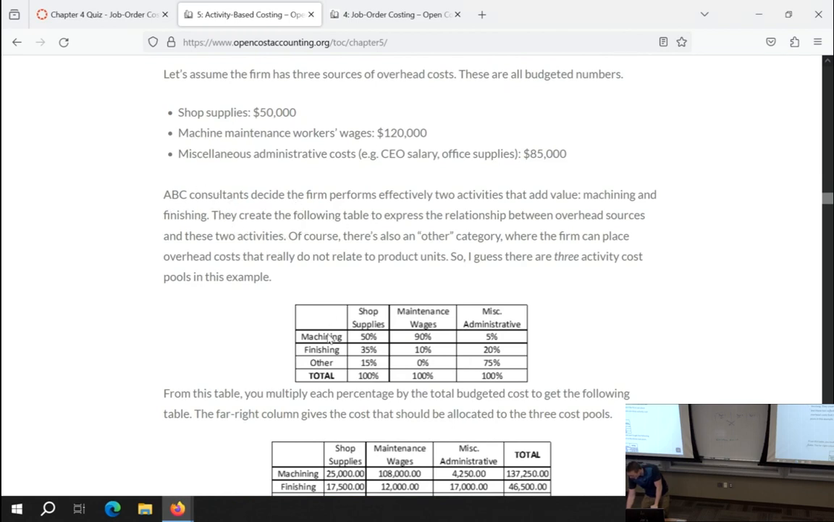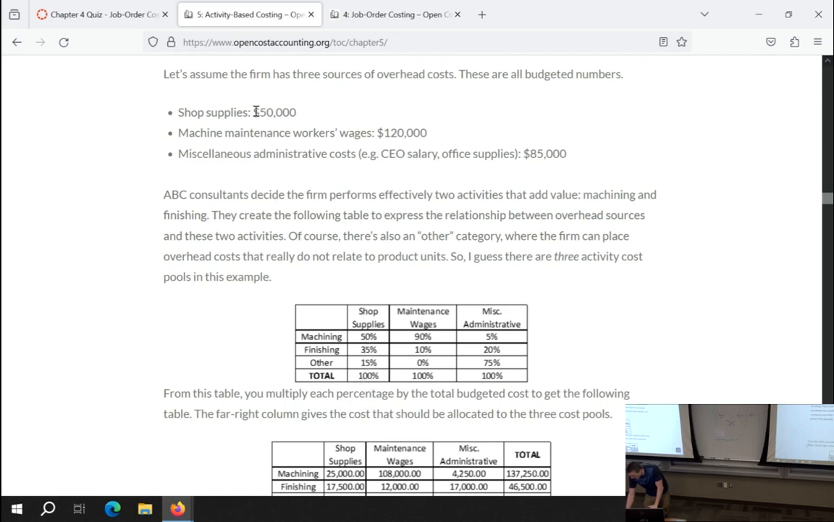All right, so we have two activities, machining and finishing. And they've said, look, 50% of your shop supplies costs are consumed by the machining activity, and 35% by the finishing activity. 15% of shop supplies are consumed by the other activity, which we can't correlate with individual product units, so we're not going to assign responsibility that way. Maintenance wages, 90% is consumed by machining, only 10% by finishing, 0% by other. Miscellaneous administrative, the bulk of it is in other, but a component is consumed by finishing and a small fraction, 5%, by machining. So the percentages have to equal 100.